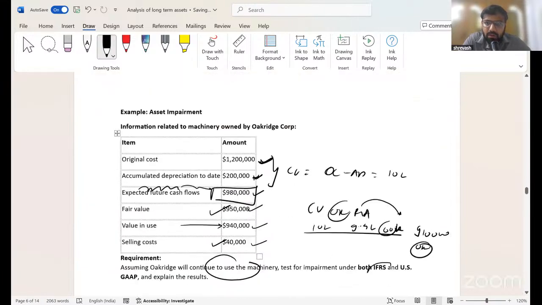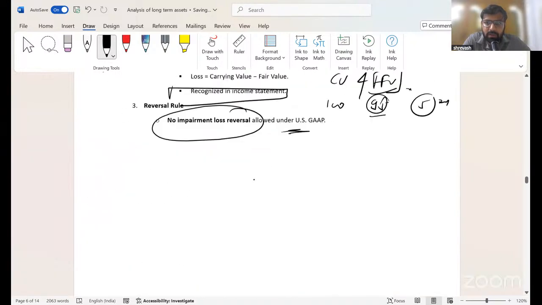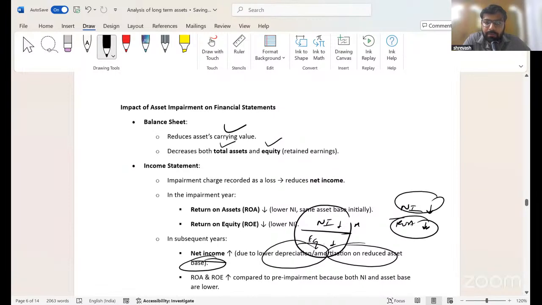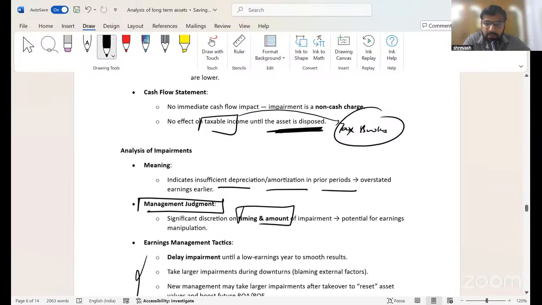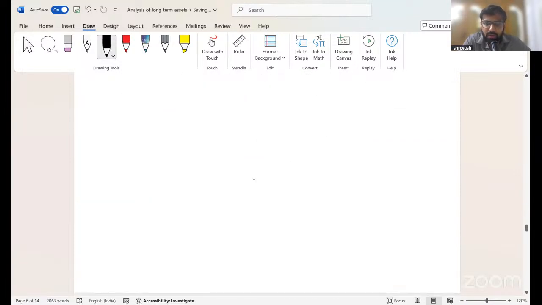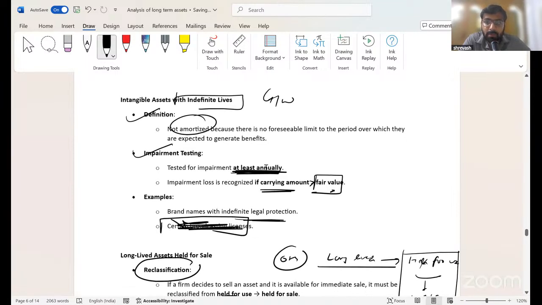Okay. Impairment, initially we spoke about impairment in US GAAP and IFRS. Then post that, we talked about the impact of impairment on financial assets and financial statements, and how you analyze the impairment. All of those things, again pretty theoretical. Then we started discussing impairment of two special categories of assets. First, intangible assets with indefinite lives.